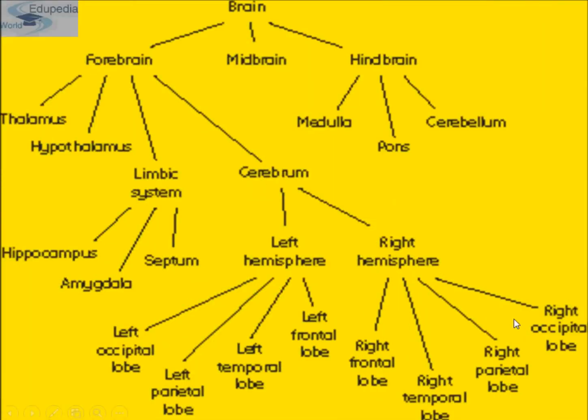So this is how the brain is divided, or this is the architecture of the brain. The brain is divided into three: forebrain, midbrain and hindbrain. Forebrain consists of thalamus, hypothalamus, limbic system and cerebrum. Midbrain is not divided further, but hindbrain is divided into three parts: medulla, pons and cerebellum.